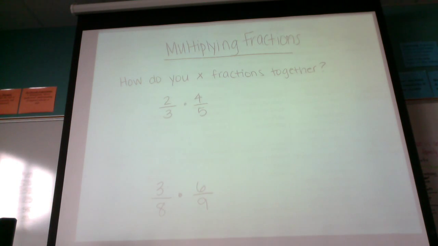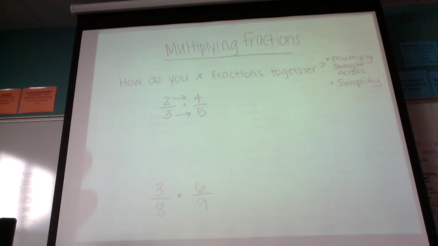So hopefully you remember that how we multiply fractions together is that we just multiply straight across. All you're going to do is multiply straight across. Okay? So I'm going to write there, multiply straight across. They don't have to have common denominators or anything like that. We're just going to multiply straight across, and then always what we do with fractions after is we simplify. Get that in lowest terms.